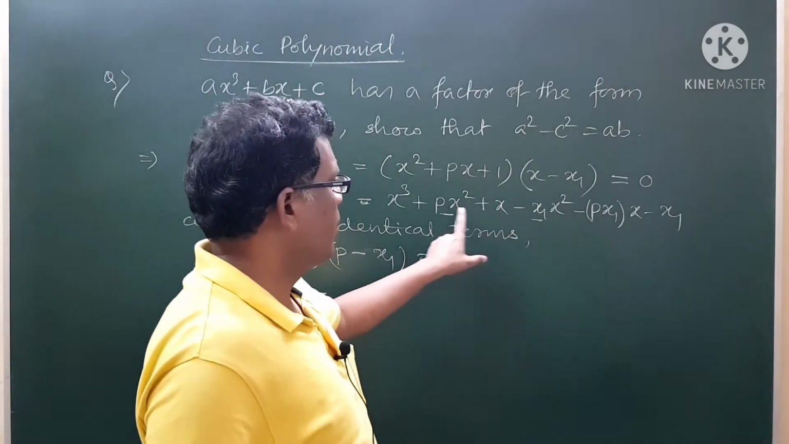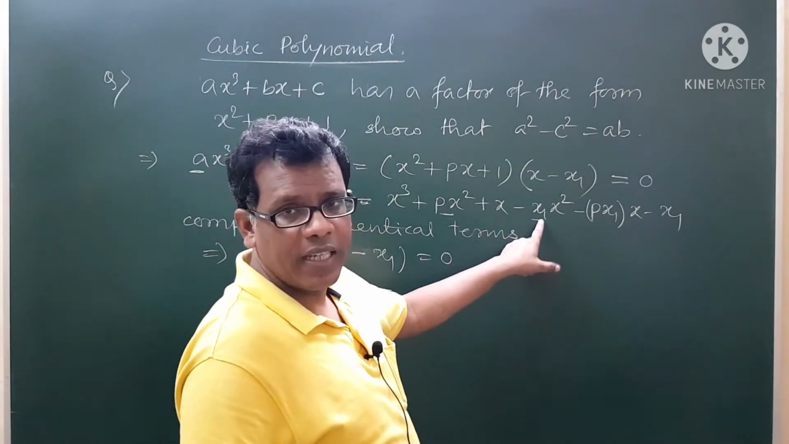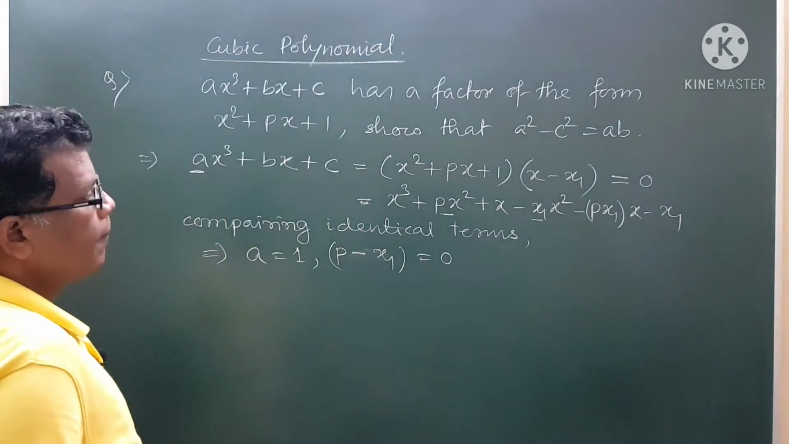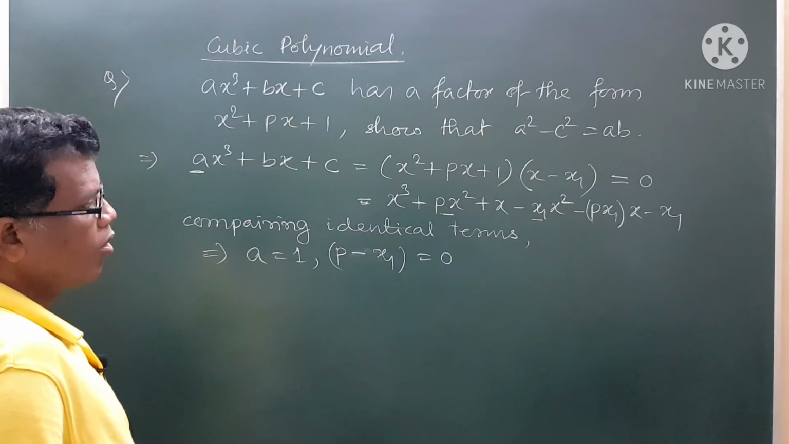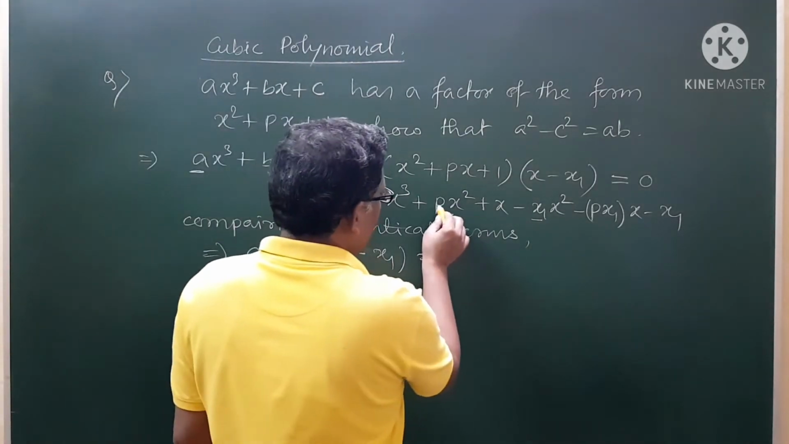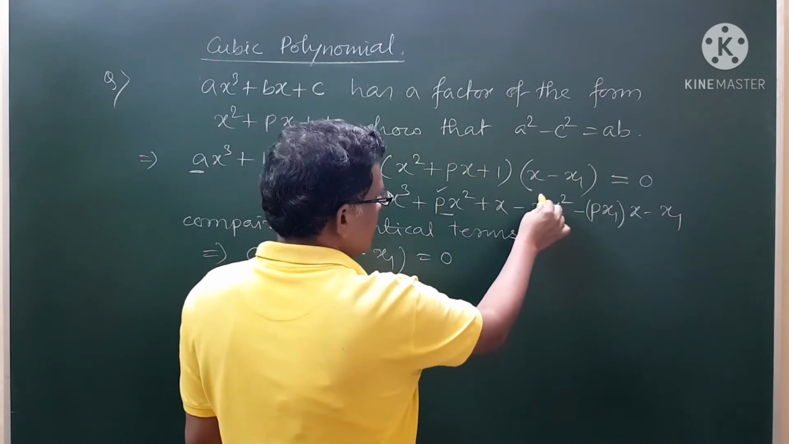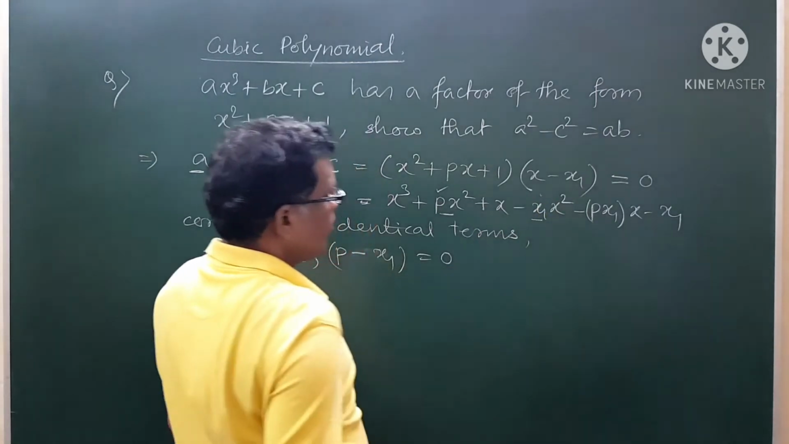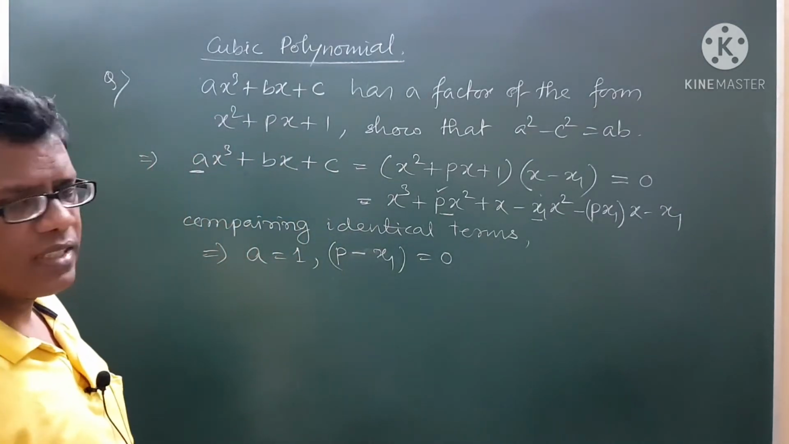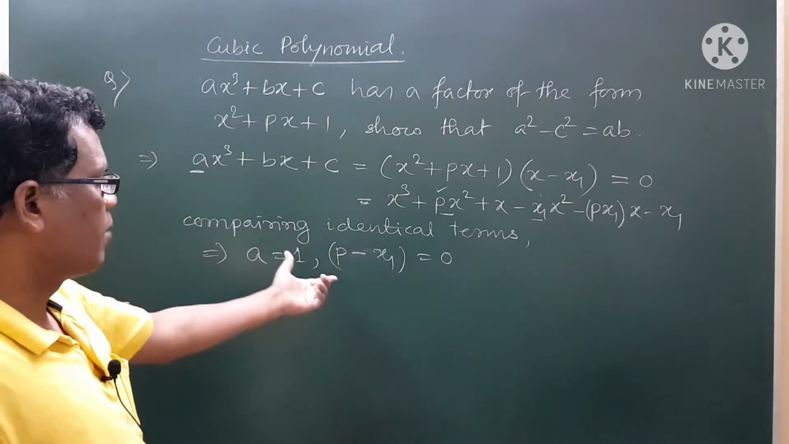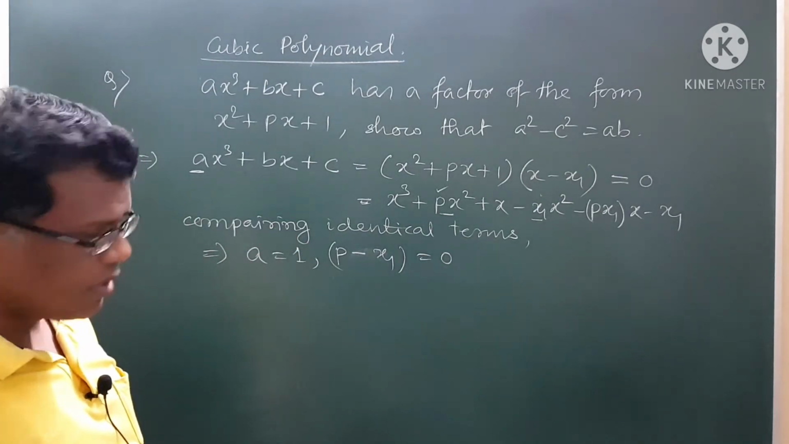Coefficient of x square will be p minus x1, right? If I assemble them, could you follow or not? So the x square carrying term will be p and here it is minus x1, so collecting them together it will be p minus x1 as the coefficient of x square. So LHS is having no x square term, so that means the value of p minus x1 must be 0.